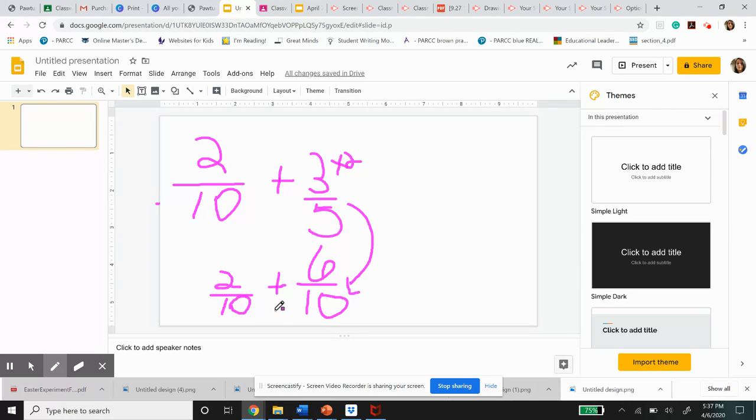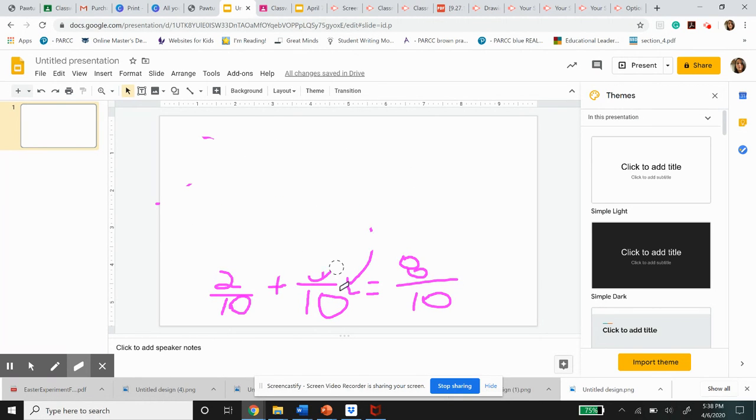Okay, so now we have the same denominator. So 2/10 plus 6/10 equals 8/10. Okay, all right, let's try another one. Erase this. And you're going to see this on the Easter paper.